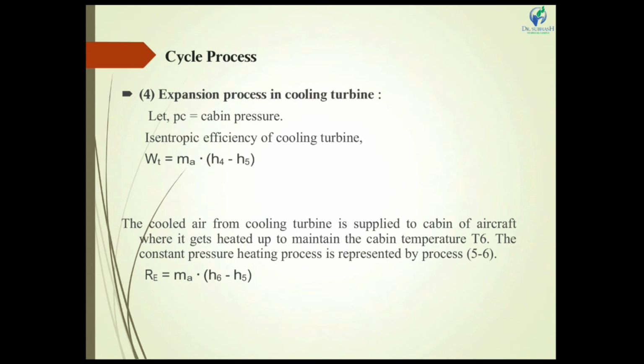The constant pressure heating process is represented by process 5 to 6 in the chart. The refrigeration effect is equal to m_a × ΔH, the enthalpy difference between the higher enthalpy and the lower enthalpy, H6 minus H5.